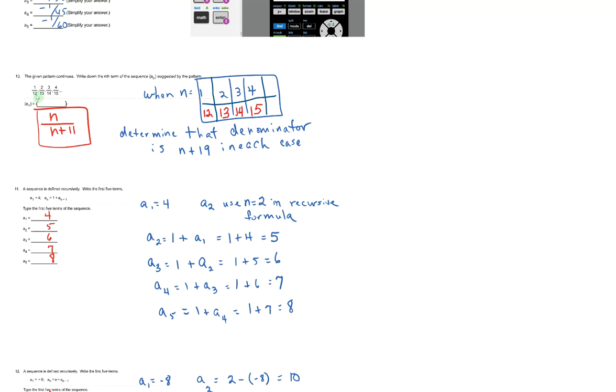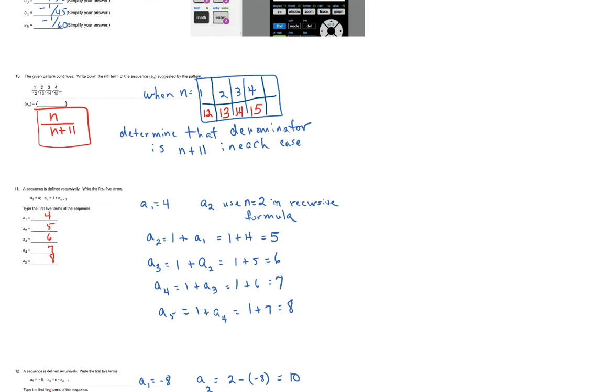1 plus 11 gives us 12. 2 plus 11 gives us 13. 3 plus 11. This should be an 11. So determine that the denominator is n plus 11 in each case.